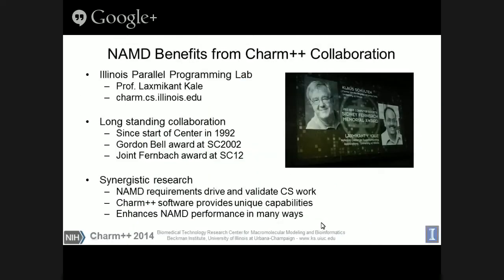So yeah, and of course we owe a lot to Professor Kale and the Charm++ group. This is recognized. Professor Schulten and Professor Kale actually shared a Fernbach Award 2 years ago. And this has really been synergistic research. So, there were requirements in NAMD which inform Charm++. Charm++ develops features based on those. We already have working features that do the same thing, so we ignore that for about 10 years or so. And eventually, after we believe it works, then we start filtering some of those things in. But really, there's a lot of back and forth. And also, as you've seen, the software works at scale for very challenging problems.